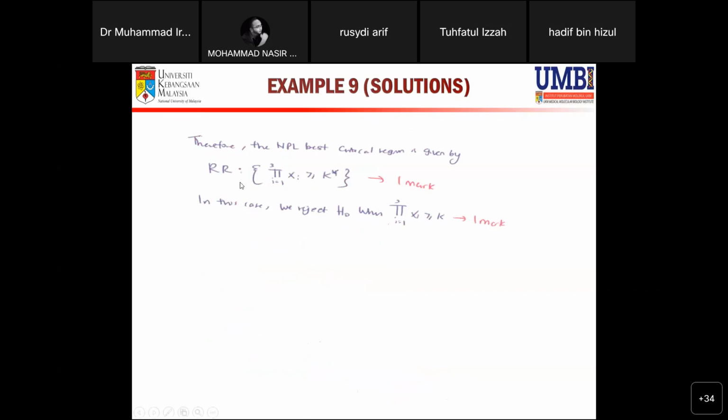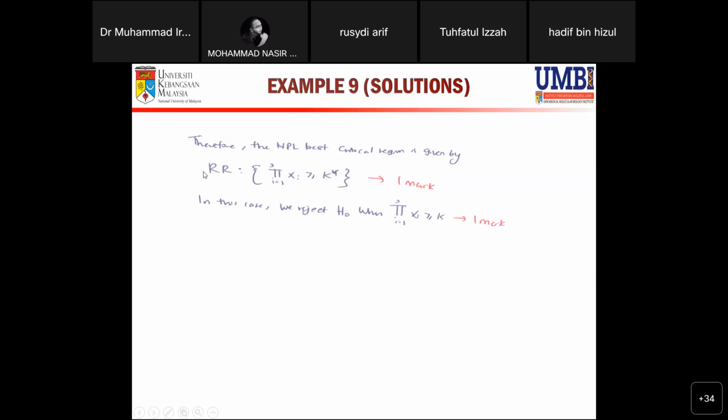So what is the best critical region in our case? The best critical region under the Neyman-Pearson Lemma is given by this rejection region. RR means rejection region, given by the elements within the set where the product of xi is equal to or more than k star, which is a fixed quantity. So we get another 1 mark there. The critical region can be considered as your rejection region as well, so if you want to write critical region or rejection region, it would be the same.